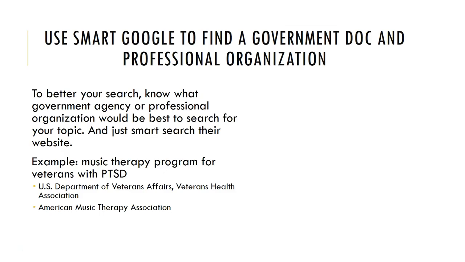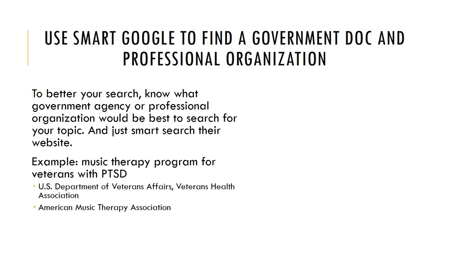Next up, searching for government documents and professional organizations. Finding infographics and statistics that are more basic may be best found in these resources. Searching for government documents and professional organizations is best done via Smart Google, which is something we discussed in the last tutorial and will review here. I would suggest doing some basic research to identify specific government agencies and professional organizations that focus on your topic. For me, I'm going to start with the U.S. Department of Veterans Affairs, so Veterans Health Association, and the American Music Therapy Association.